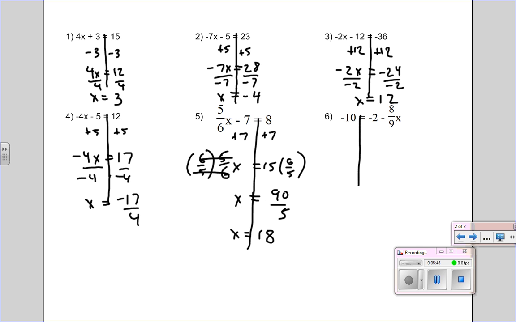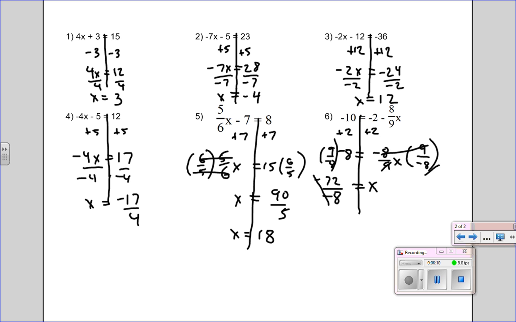And finally here, with the backwards problem, to get rid of a minus 2, you add 2 to both sides. Negative 10 plus 2 is negative 8. 8 over 9 x. Multiply by the reciprocal. It cancels. So you're just left with x. Negative 8 times 9 is negative 72 over negative 8. The negatives cancel, and 8 goes into 72 9 times.